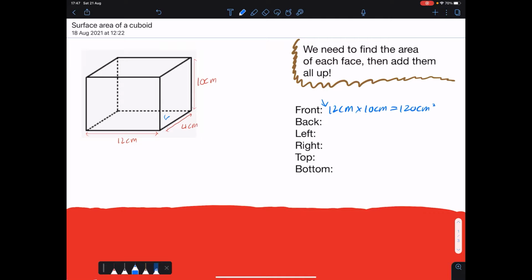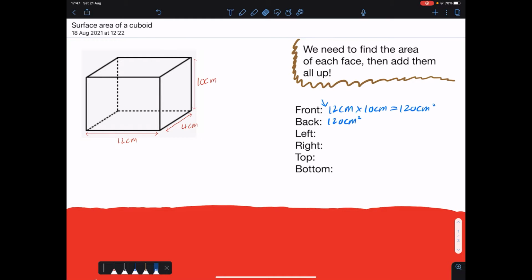As pointed out before, the area of the rectangle found at the back of the cuboid is just going to be the same area as the rectangle found at the front of the cuboid. So we know that the area of this rectangle here at the back is just 120 centimeters squared, the same area as the rectangle found at the front of the cuboid.